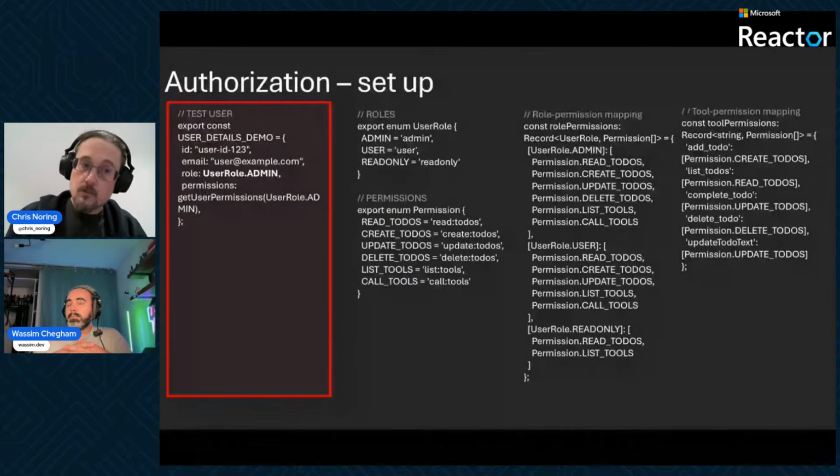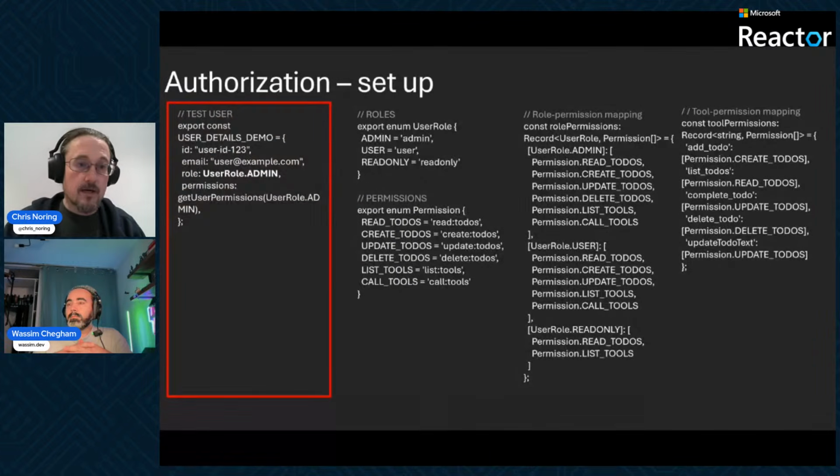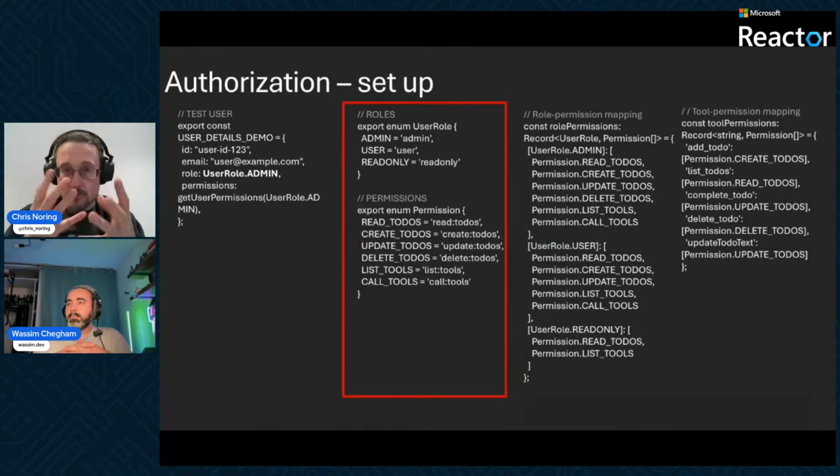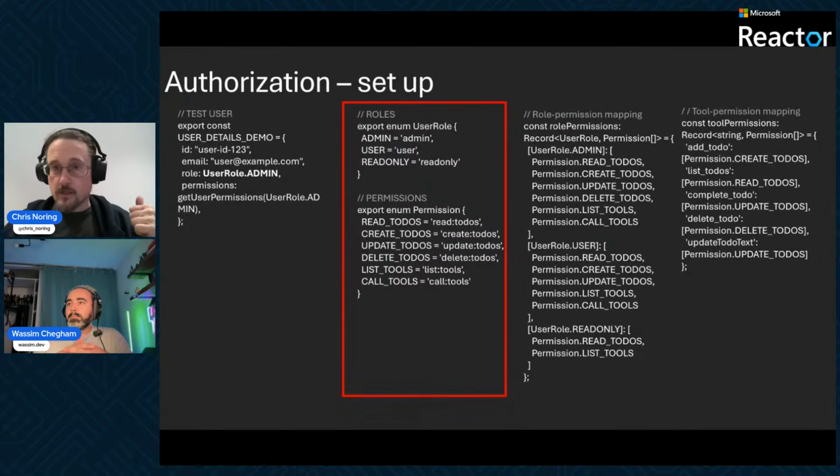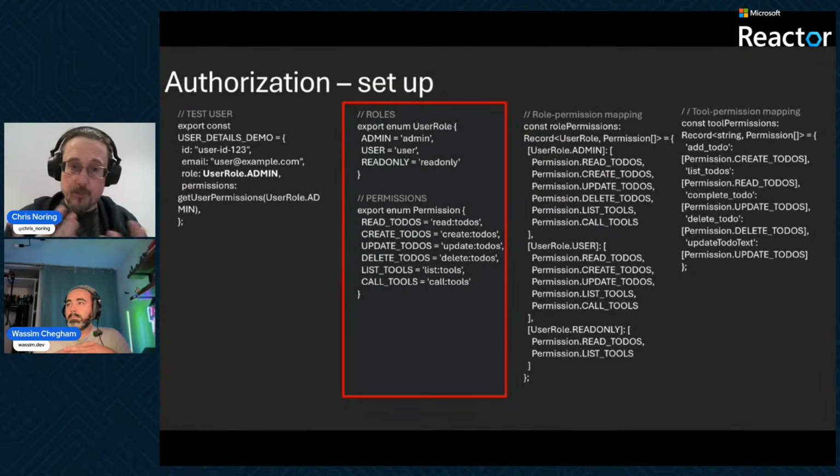But starting with a demo user, we see that it's an admin, right? And we see that they therefore have a user role, admin. But for us to set up the entire authorization system, we need roles. So we define the role admin, we define a role called user, and a role called read-only. And then we need to set up permissions.